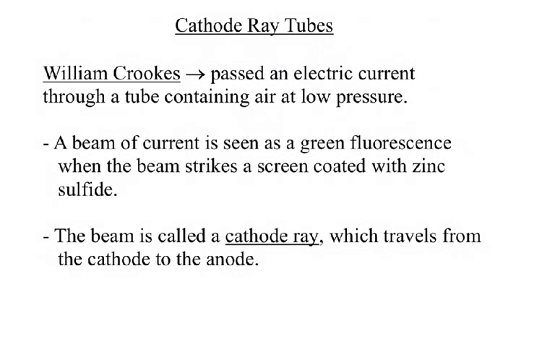And this beam of current is transparent. However, what he's going to do is add zinc sulfide inside the tube. What the zinc sulfide does is give a green fluorescence color when the beam strikes the screen that's coated with zinc sulfide. Now, this beam is called a cathode ray, and in a moment I will demonstrate that it's called a cathode ray because it travels from the cathode, which is the negative electrode, towards the anode, which is the positive electrode.